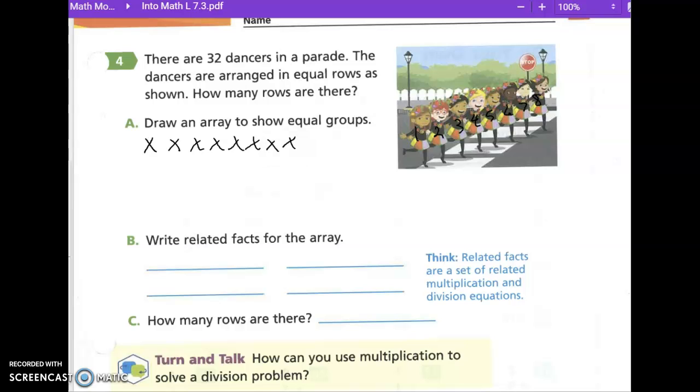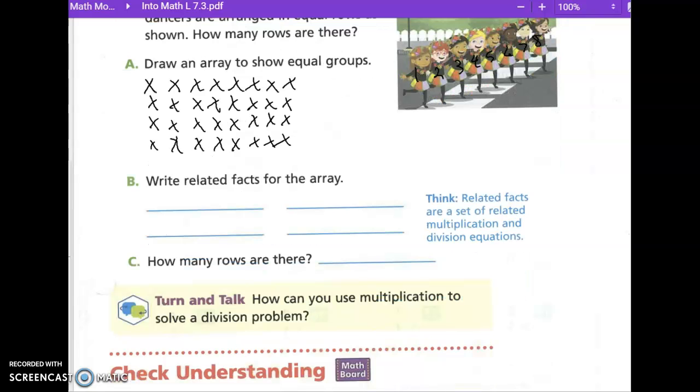Okay, there's 8. We're going to start drawing again. So 9, 10, 11, 12, 13, 14, 15, 16. We're going to keep going. 17, 18, 19, 20, 21, 22, 23, 24, 25, 26, 27, 28, 29, 30, 31, 32. So now you're supposed to write related facts for the array.